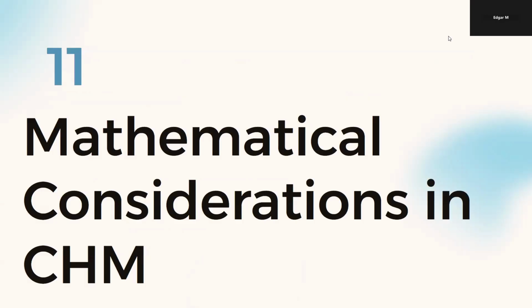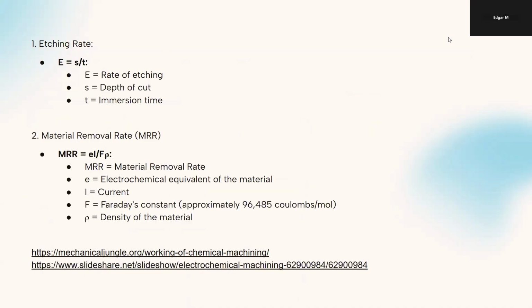Mathematical considerations in CHM. Some formulas used in this method are the etching rate, where E rate is the rate of etching, that is the depth of cut over T, the immersion time, and the material removal rate, MRR, where E is the electrochemical equivalent of the material, I is the current, F is the Faraday constant, which is approximately 96,485 coulombs per mole, and the density of the material.